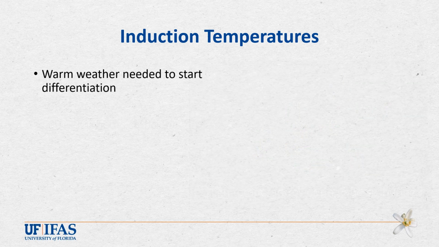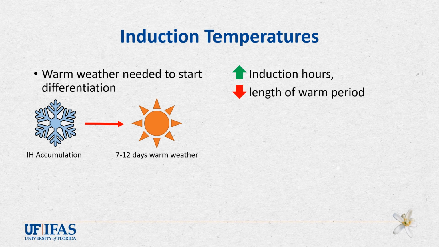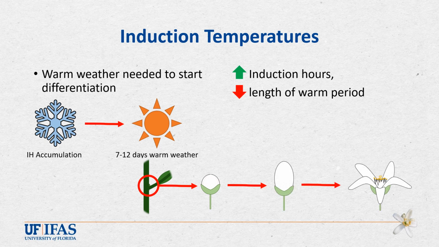Warm weather is also needed to induce flowering. So after induction has been triggered by the accumulation of induction hours, a warm period lasting 7 to 12 days triggers the start of differentiation. The length of this warm period will vary based on the number of induction hours accumulated. The more induction hours that have been accumulated, the shorter the warm period needs to be. The entire differentiation process usually takes around 60 days and involves the formation of the floral bud and the transition to an open flower.